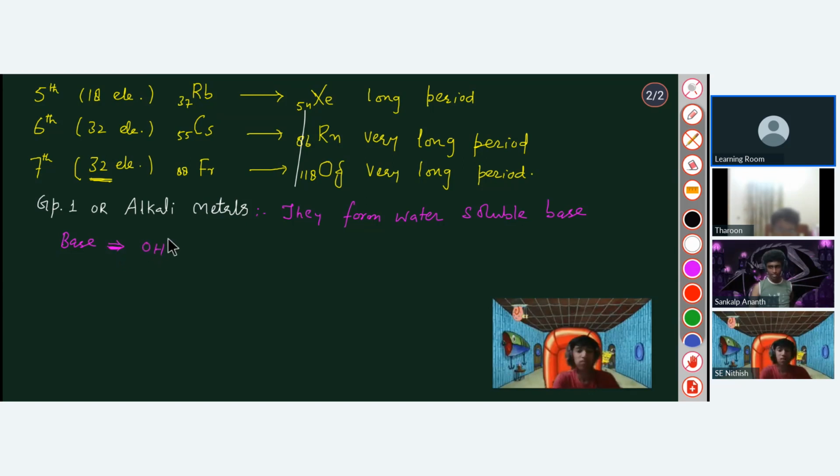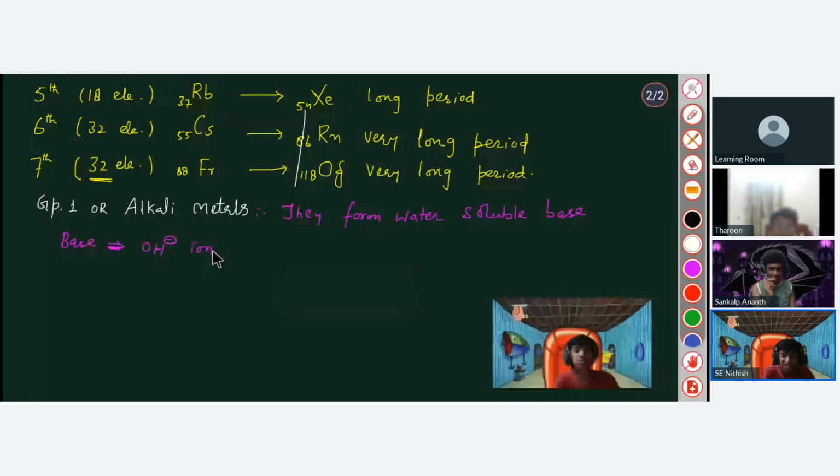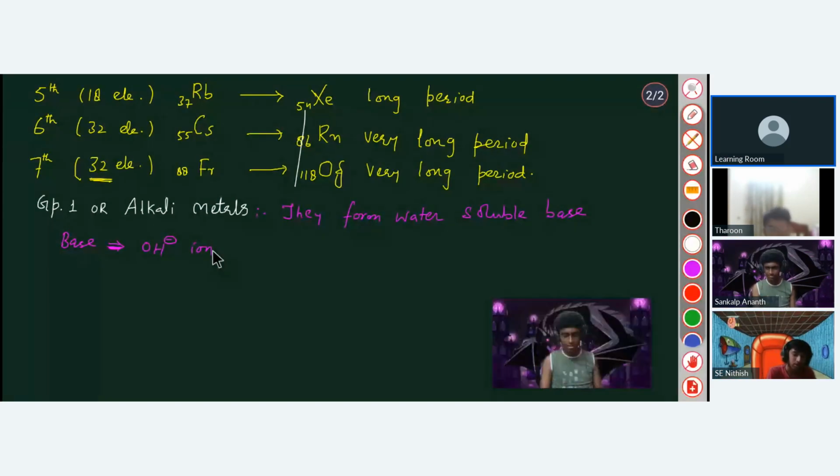You have to remember that a base gives OH negative ions, that is, hydroxide ions. What is alkaline, sir? It's almost the same thing. Alkaline refers to your group second elements. When I discuss group second, I will tell you.